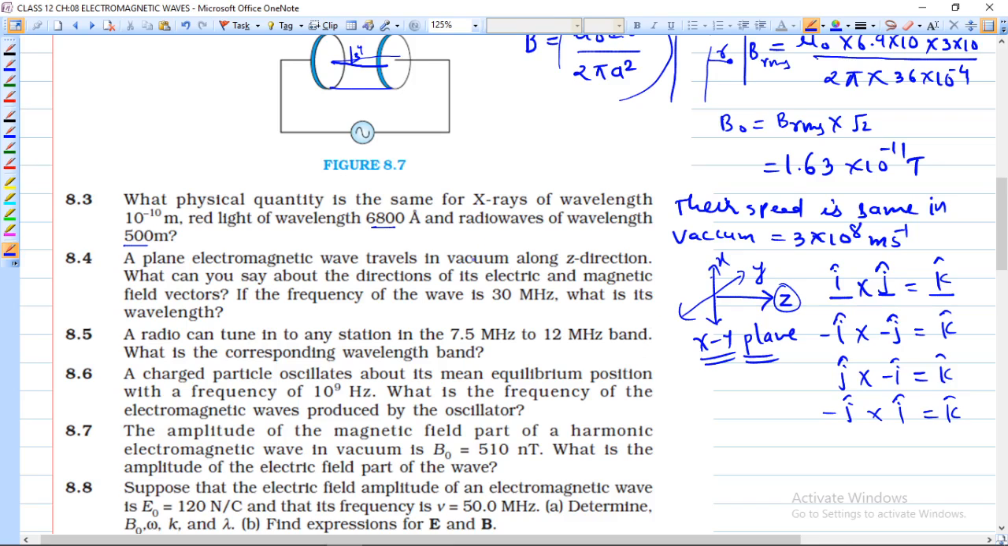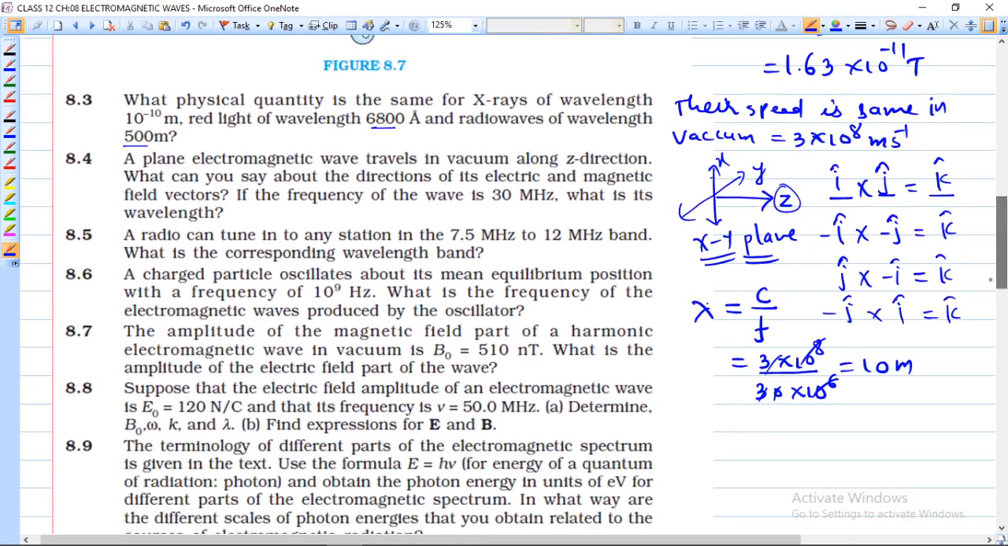Now, if the frequency of the wave is 30 megahertz, what is its wavelength? Very simple, students. Just apply this formula. Lambda is equal to C by F. What is C? 3 into 10 raised to 8. And what is F? Frequency, 30 megahertz. So 30 into 10 raised to 6. So 1 and here 7. So here 3 gets cancelled. You will get the answer as 10 meter.